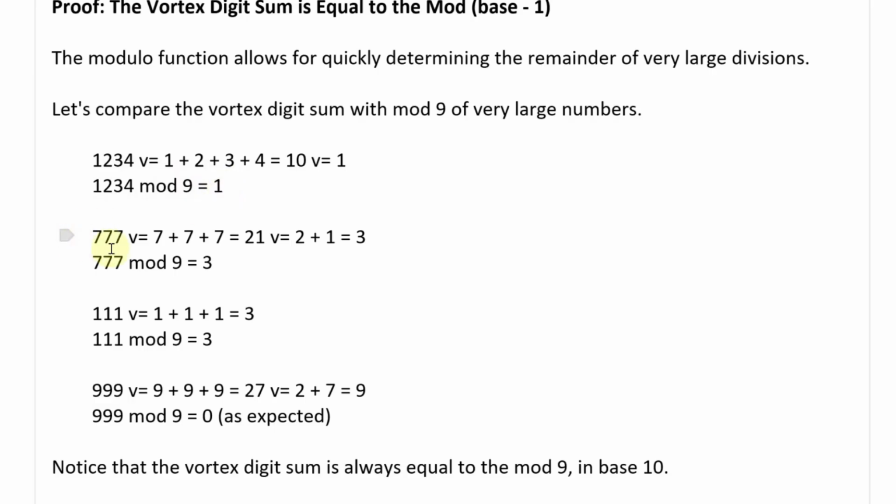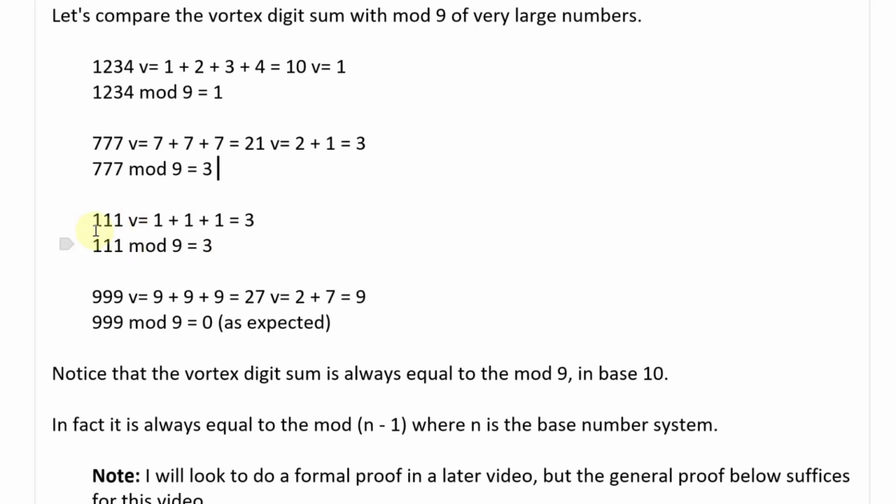Equals 1. Or if you have 7, 7, 7, the vortex sum equals 2, and if you add these all up, it gets 21. So 7 times 3 is 21, which goes to 3. Or you could just write 777 mod 9 equals 3. And likewise, you can go 111, the vortex sum is 1 plus 1 plus 1 equals 3. Or you can go 111 mod 9 equals 3. Again, type it in, equals 3.